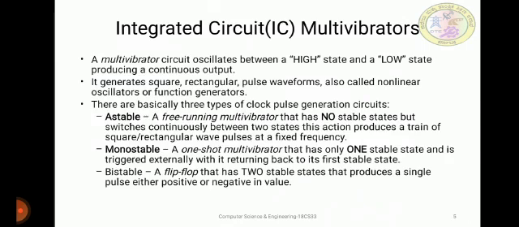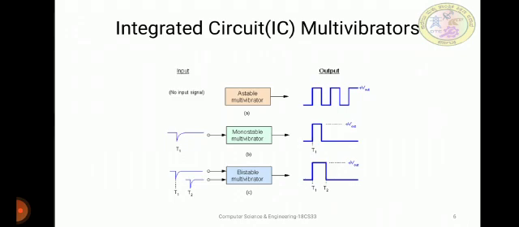Basically, we have three types of multivibrators. One is the astable multivibrator, in which the circuit is not stable in either state. That is, it will be continuously oscillating from one state to another. That is why it is called the astable multivibrator. The main application of the astable multivibrator is in oscillators.